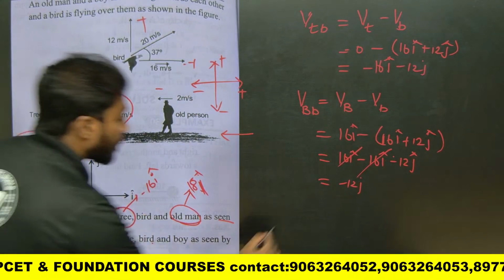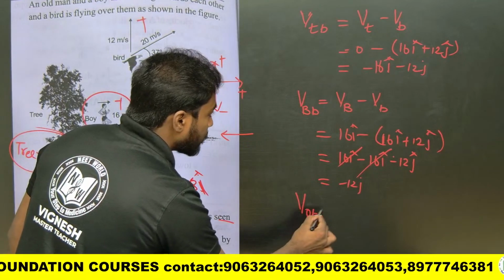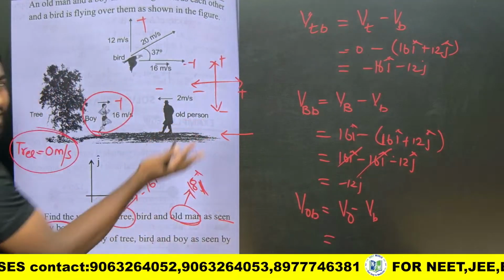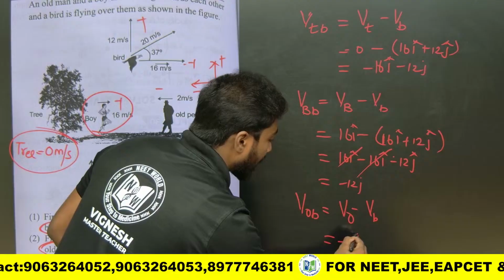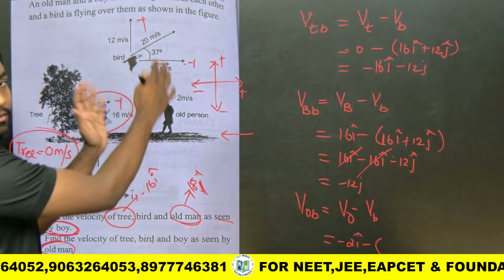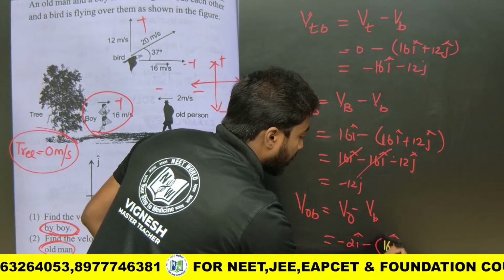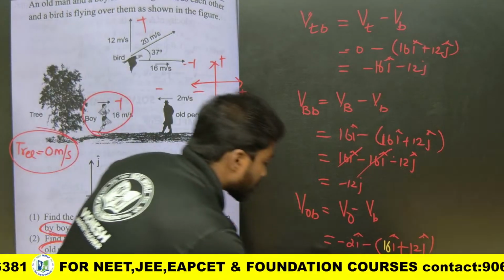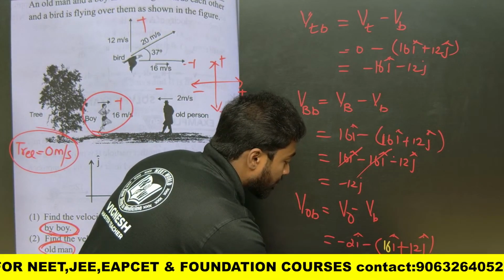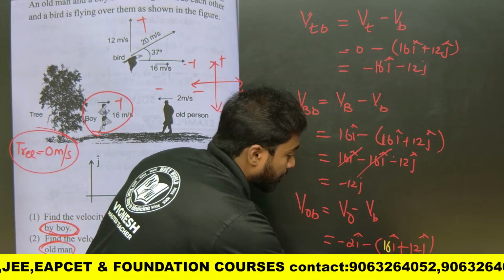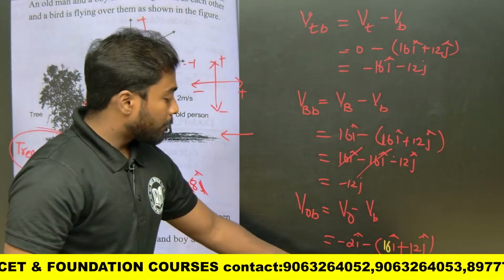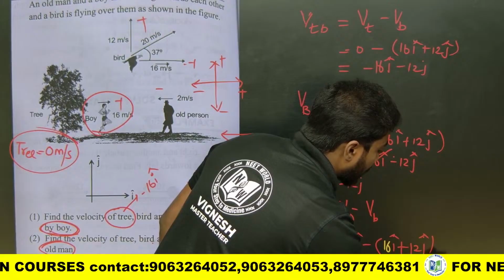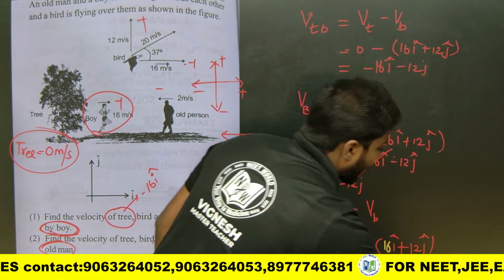Now about the old man, velocity of the old man with respect to bird, which is nothing but velocity of old man minus velocity of bird. So velocity of old man coming in negative direction, right? Minus 2 I cap minus, now totally positive this thing, 16 I cap plus 12 j cap. Am I correct? Yes. So what I will get, minus 2 I cap minus 16 I cap minus 12 j cap. So if I add minus 2 minus 16, I will get minus 18 I cap minus 12 j cap. This is the answer, guys.